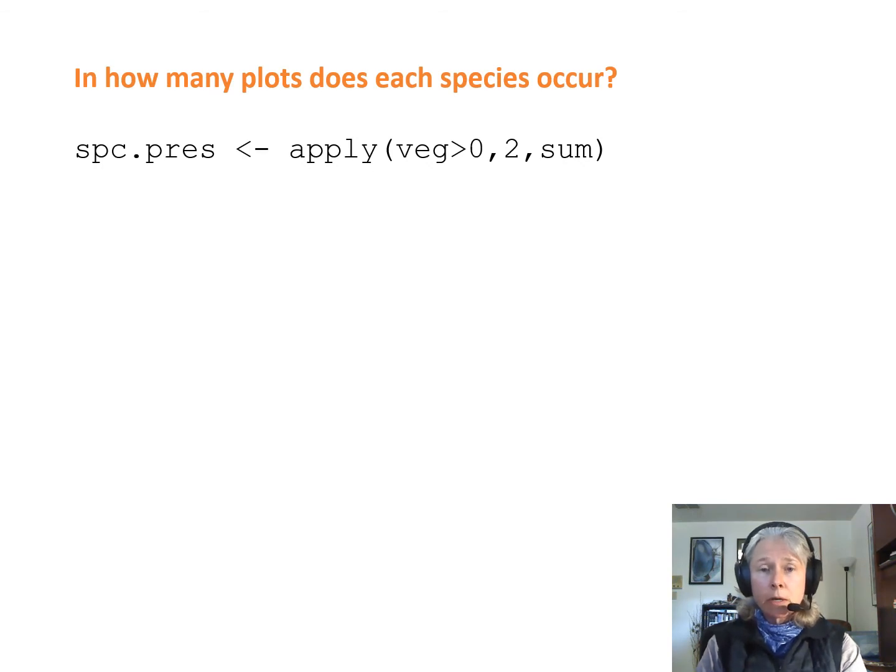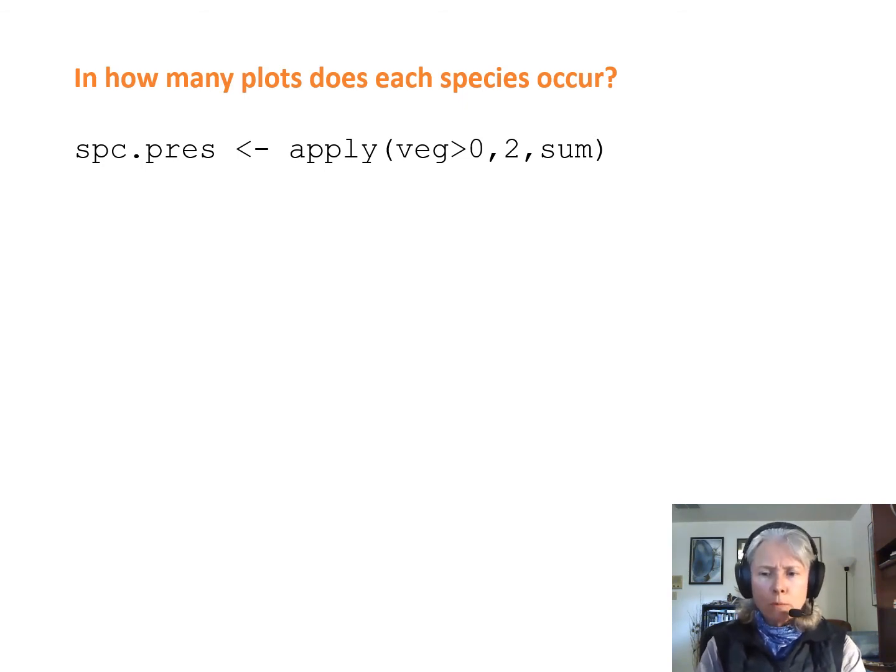So now we can get on with answering the questions. And the first of these asks about the distribution of species, getting at which ones are widespread, meaning found at lots of plots or sites, versus which ones are rare, found at only a few locations. And so to get at this, I've created an R object that I've called spc.pres, standing for species presence.